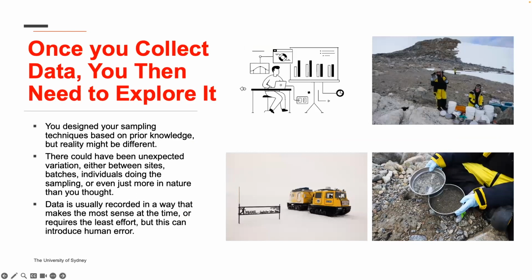As I'm sure you're all familiar, after gathering data, the focus turns to exploration. This phase helps to refine research direction, validate assumptions, and assure analysis reliability. Even if your sampling methods are planned carefully, real-world factors can lead to unexpected variations across sites, batches, people handling the samples, or just naturally within the environment. Plus, a lot of the time, data is often recorded for convenience, which might introduce human error.